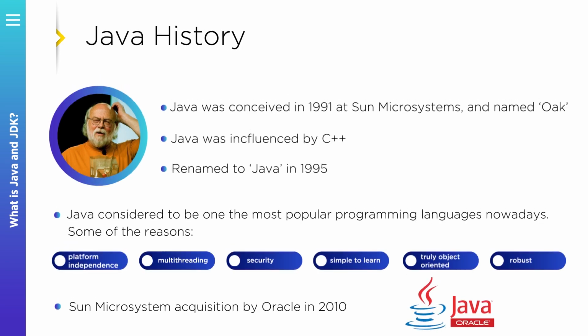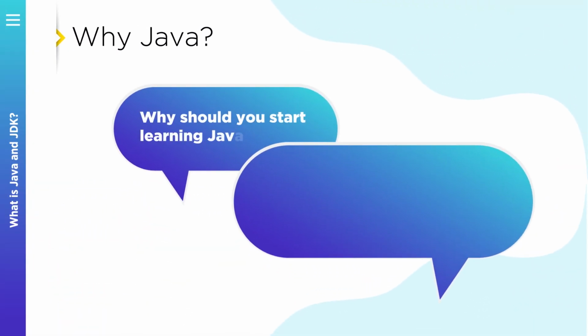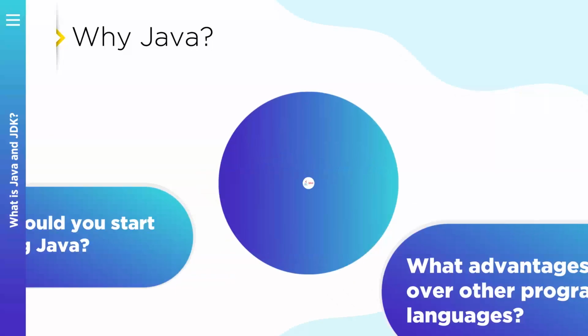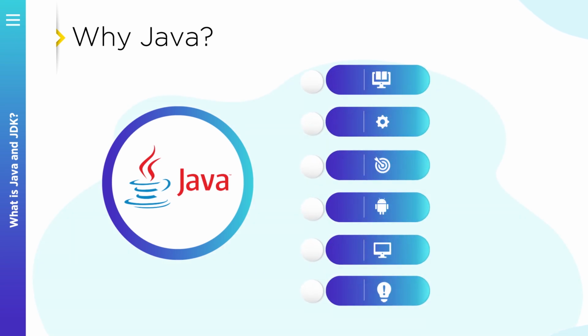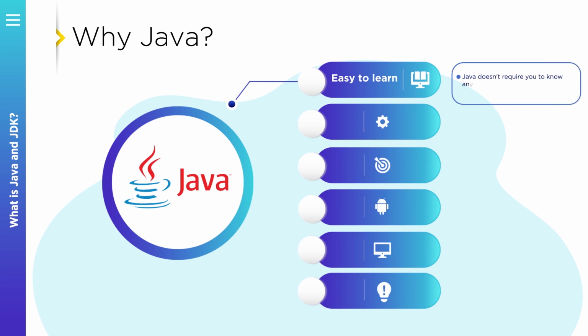So if you just start to learn programming, you might be wondering, why should you start learning Java? What advantages does it have over other programming languages? Here are a few reasons. Probably the first reason is, Java is easy to learn. Java doesn't require you to know anything about memory management to get started. You don't need to worry about how to allocate memory for data, or how to release memory afterwards. JVM and the garbage collector are in charge of all memory management instead of you.